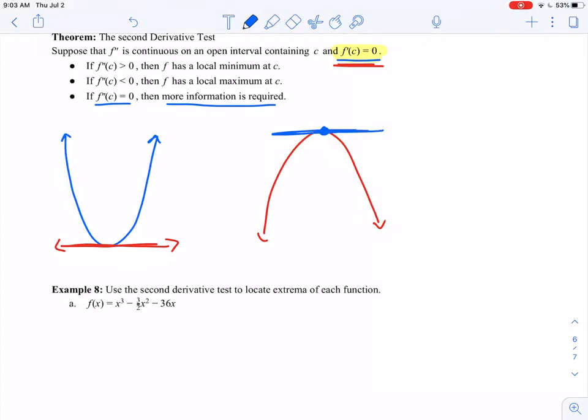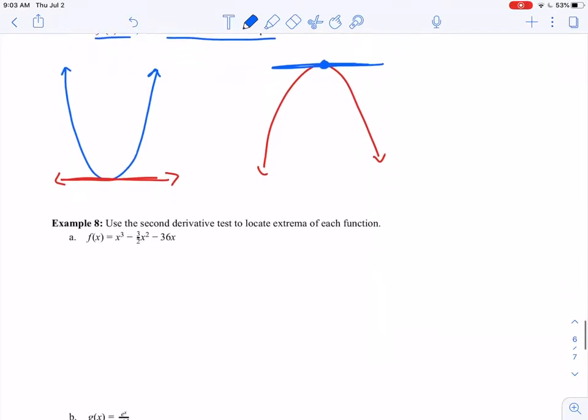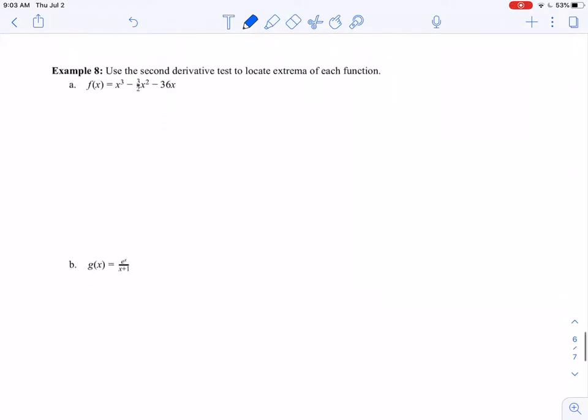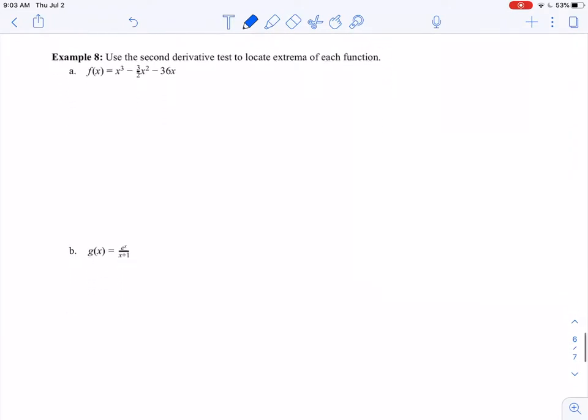But I want to get some practice in with the second derivative test just so that we can see it in action. We're going to use the second derivative test here to find the local extrema of a couple of different functions. First up, I've got f of x. So let's find f prime of x. So let's see, this is 3x squared minus 3x minus 36. And okay, here is my function.